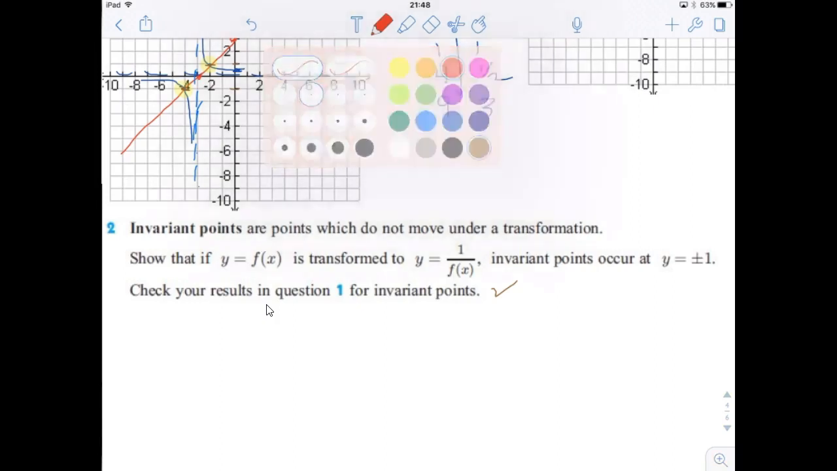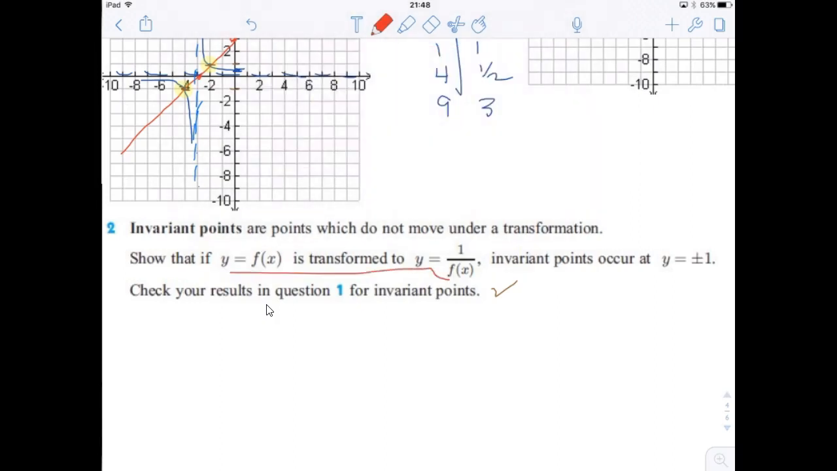Next thing we're going to do is we're going to try to show that it's true. When we transform y equals f of x to 1 over f of x, it says try to figure out where the invariant points occur. Remember that the invariant points are the shared x and y pairs between f of x and 1 over f of x. So in this case, we're going to compare the two. The x's are equal, the y's are equal. So let's set the y's equal to each other. We'll have f of x equals 1 over f of x, right?